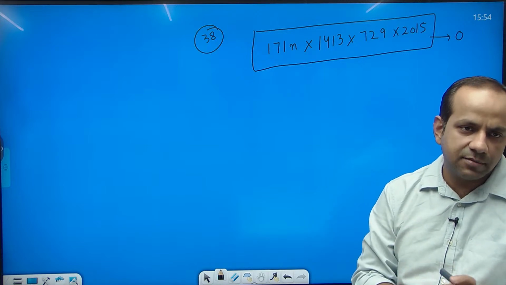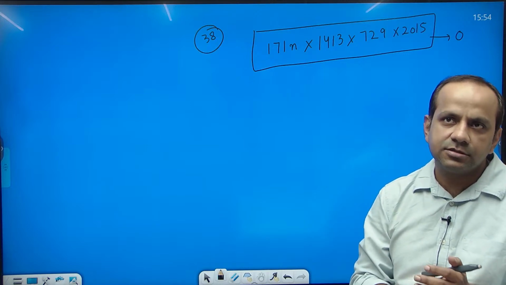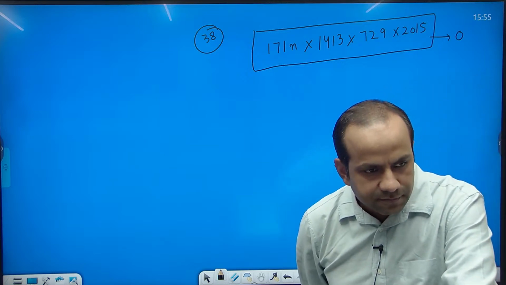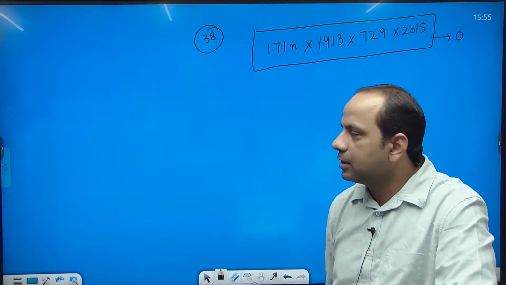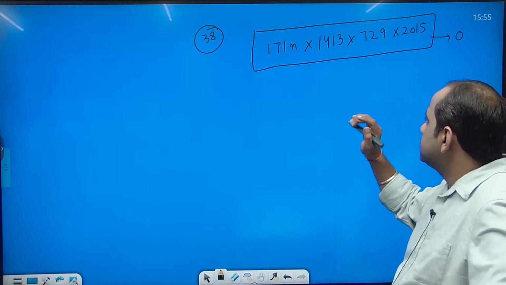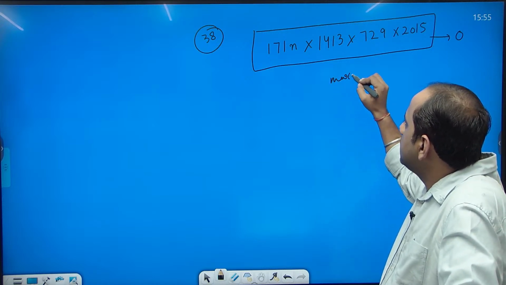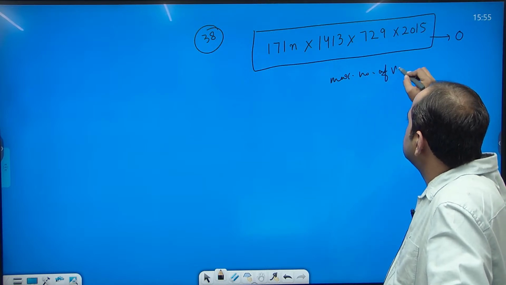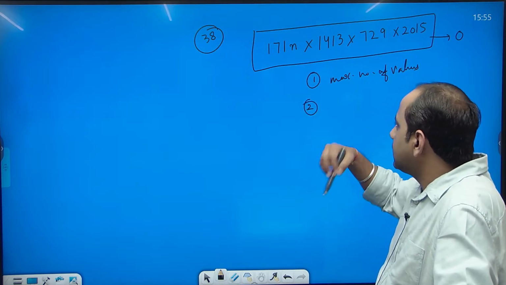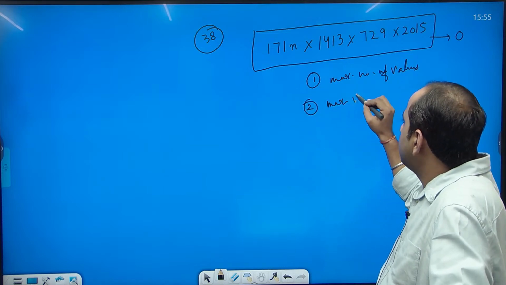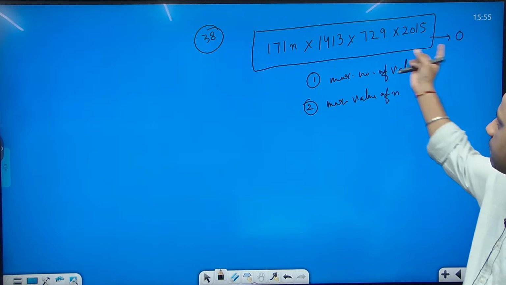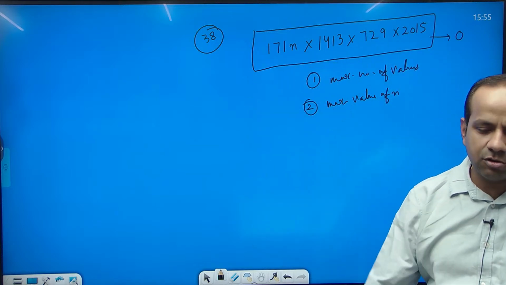According to the question, it should be 6, 2, 5. What should be your answer? Look carefully, see the language of the question. The question is, what is the maximum number of values? One question that can be made is, what is the maximum value of n? Are you getting my point? Maximum value of n can be 8, although 8 is not in the option.